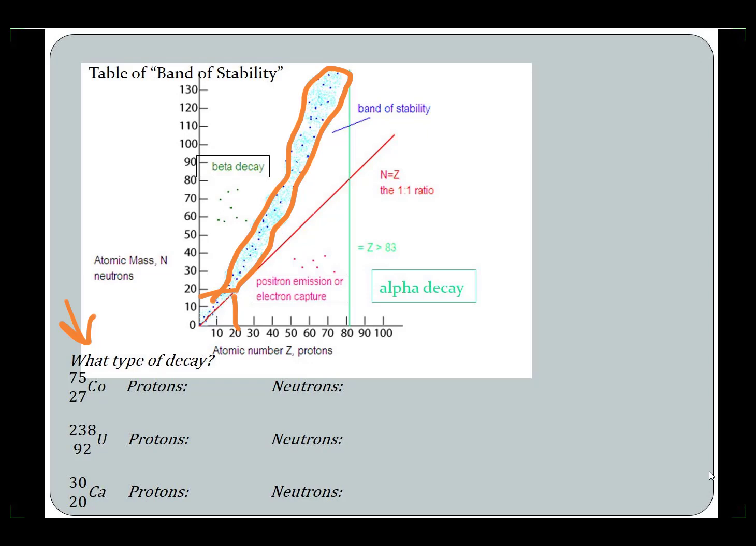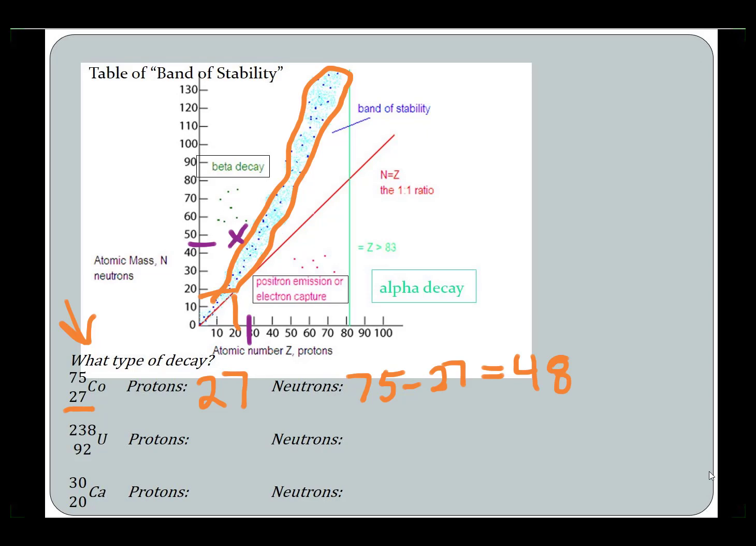So putting it all together, I have cobalt-75. The number of protons is 27, it tells me. And then to find the number of neutrons, I need to subtract. So 75 minus 27, and I get 48. So I'm going to read on the graph that point. So 27 protons, right about there, and my number of neutrons is 48, right about here. So I end up with a point right about there.